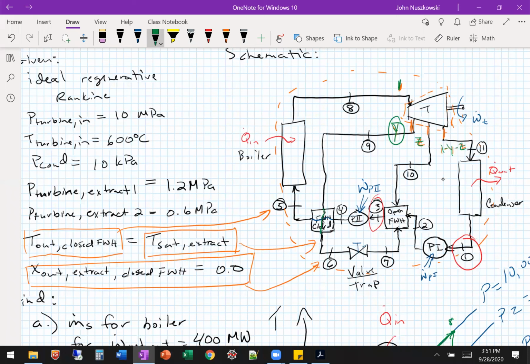Let's see, state 9, 10. Well, 10, that's Z, the closed feed water. So if we take our boundary around the closed feed water heater, there's no heat or work leaving the closed feed water heater. It just has 9, 4, 6, and 5 mass flow rates and their enthalpies.